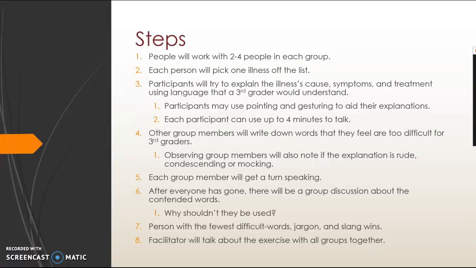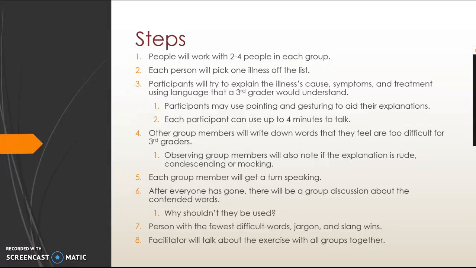People will work in groups of 2 to 4 people. Each person will pick one illness off an approved list. Participants will try to explain the illness's cause, symptoms, and treatment using language that a third grader could understand. Participants may use pointing and gesturing to aid in their explanations, and each participant can use up to 4 minutes to talk.